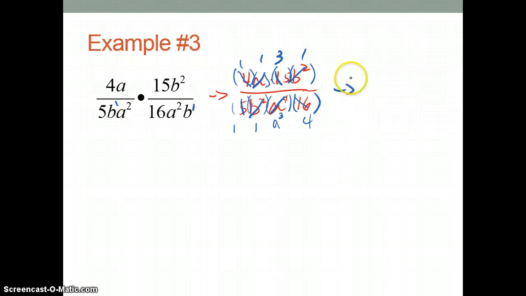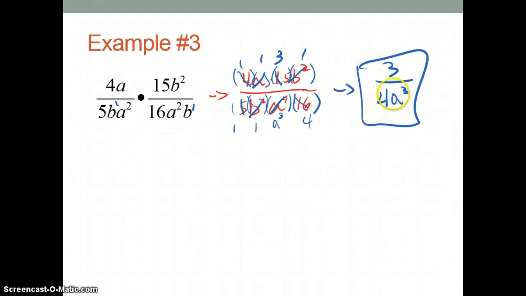From this point, I'm going to go ahead and simplify further. By multiplying my numbers straight across, I have 1 times 1 times 3 times 1. So I end up with 3. And on the bottom, I have 1 times a to the third times 4, which is 4a to the third. I look at my final answer and nothing else can simplify, so I know that I'm finished.